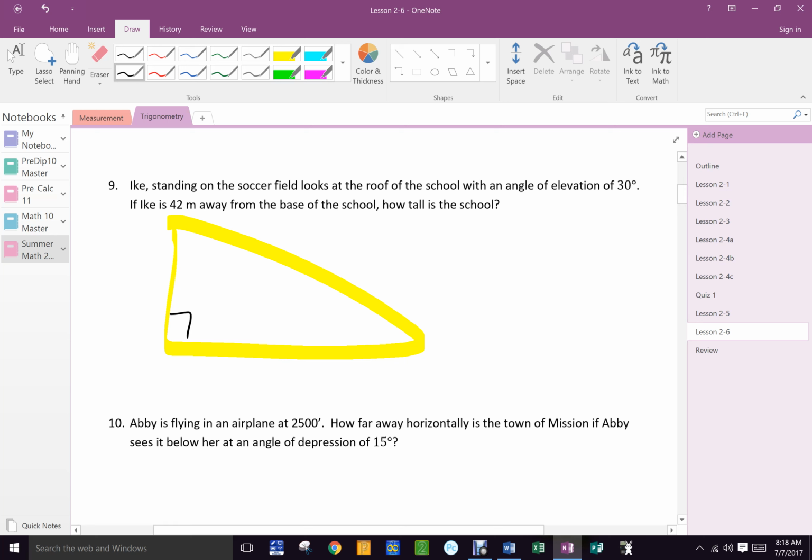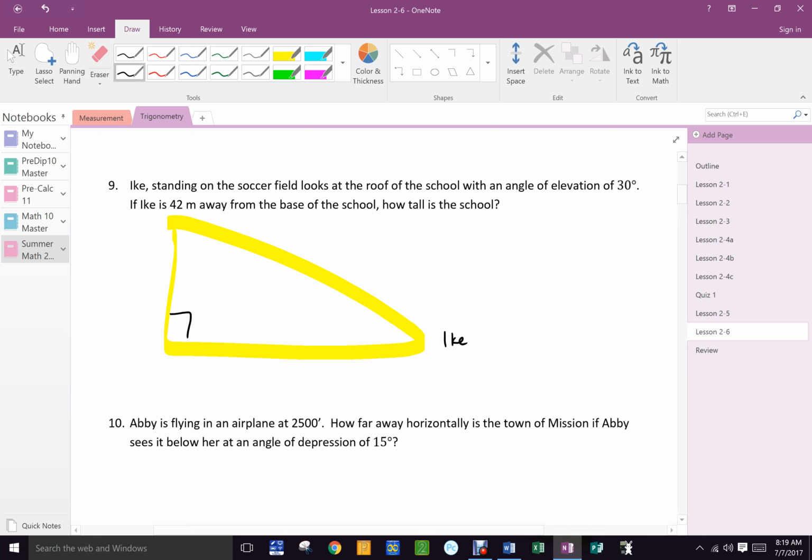Ike is standing on a soccer field and looks at the roof of the school. Hey, Harmeet, where's the soccer field? Down here or up in the sky? Yeah, it's down there. People tell me they can't do trig because they don't know how to draw the diagrams. Here is the ground. Here is Ike. He looks at the roof of the school with an angle of elevation.